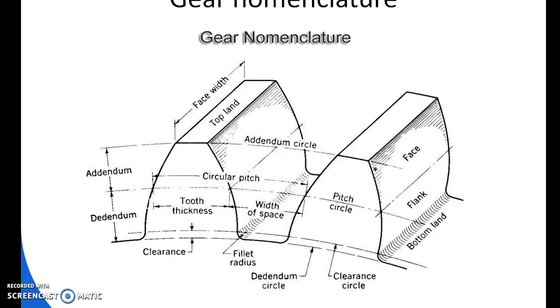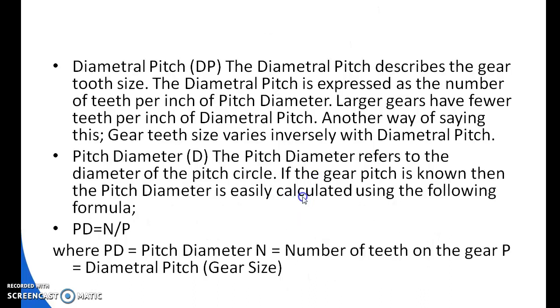Next one is module. It is the reverse of diametral pitch. It is the ratio between the pitch diameter and the number of teeth. It is known as a module. It is denoted by M, where M equals D by T. D is the pitch diameter and T is the number of teeth. So these are all the terminologies or terms related to gear that we have discussed here.